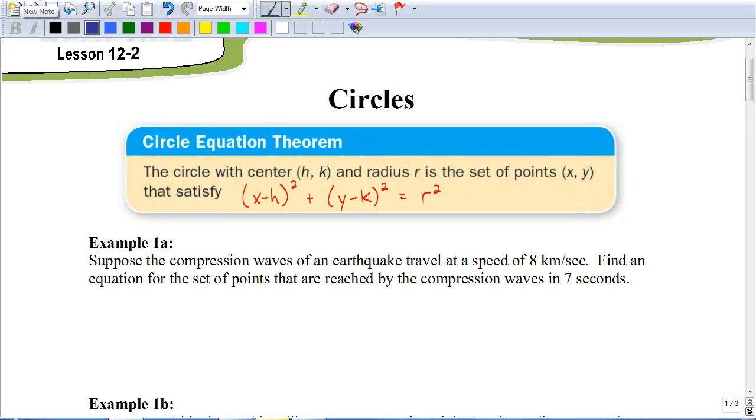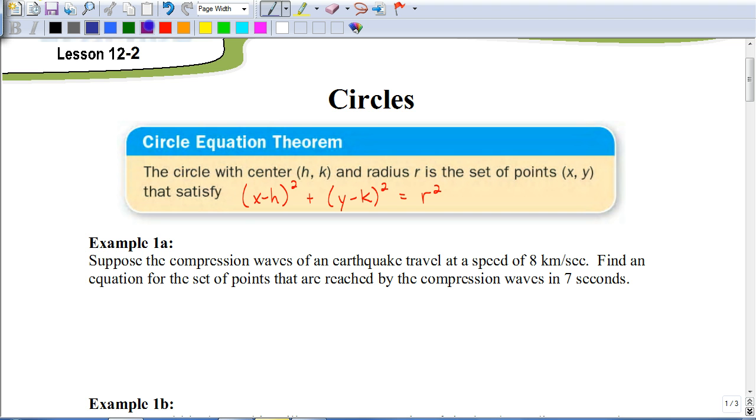Okay, in this video we're going to be learning about circles and more specifically the equation of a circle. So first off, we need to make sure we understand this equation and have it in your notes. This is the formula we're going to be using in this lesson: (x - h)^2 + (y - k)^2 = r^2.